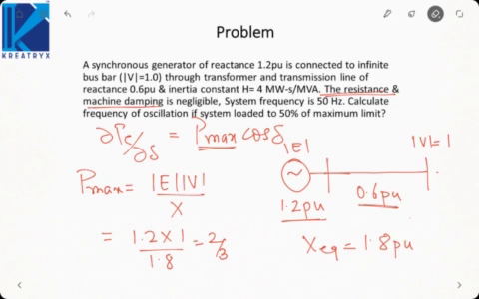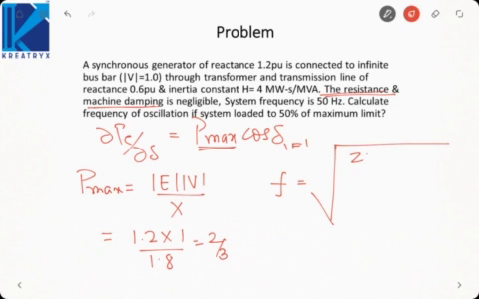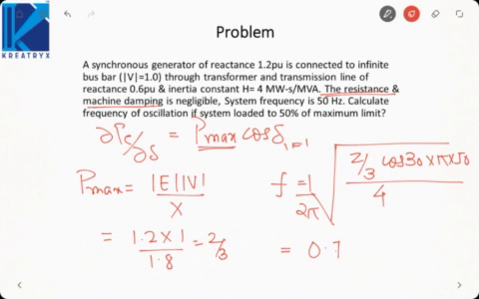Now let us determine the frequency of oscillation. It will be under root 2 by 3 cos 30 into π into 50 by H, that is 4. So this will be omega actually, or let us directly write frequency is equal to 1 by 2π times this. So this will come out to be 0.758 Hertz.